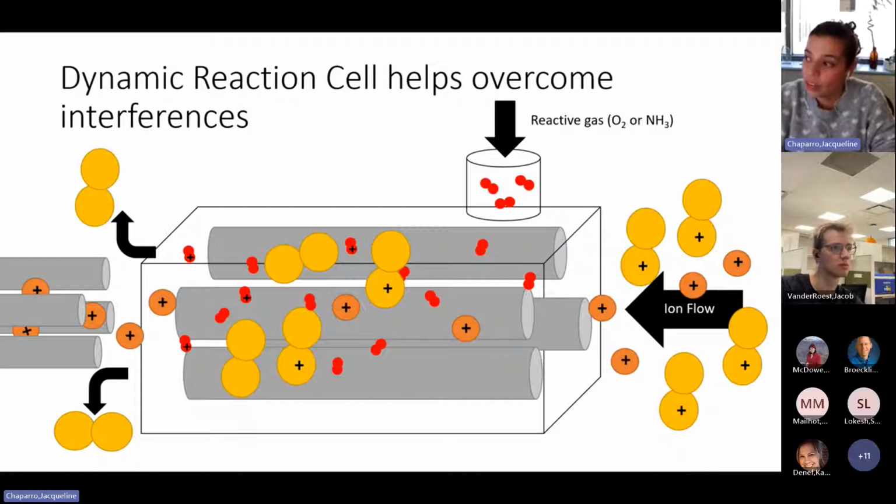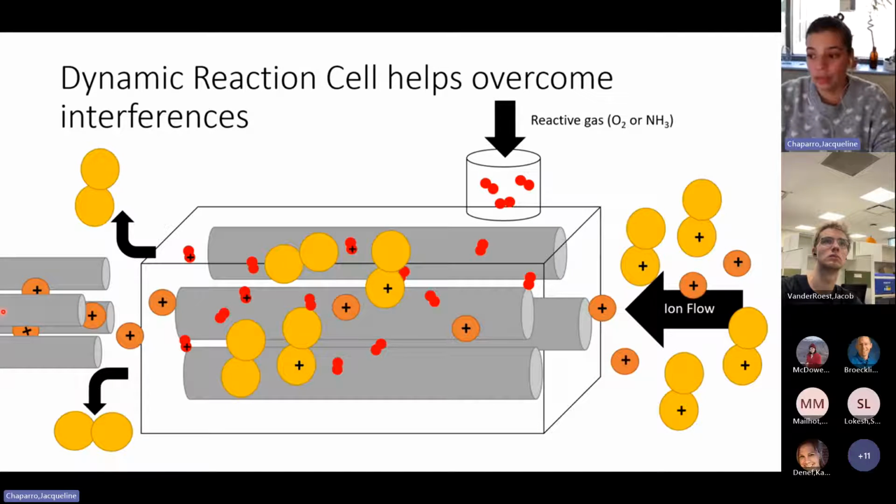In other cases with ammonia, what is happening is the reactive gas is reacting with the polyatomic interferences, which tend to be bigger molecules. And so then it allows for the ion of interest, as you can see here, to pass through to the next phase. And so this is a more predictable way of being able to overcome some of these interferences that a lot of times are matrix based, in terms of what your sample composition is.